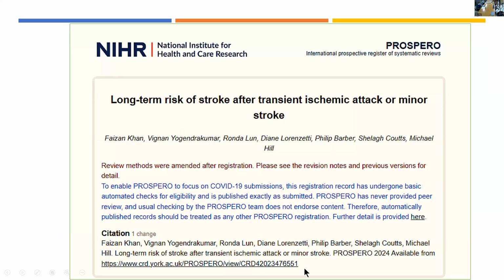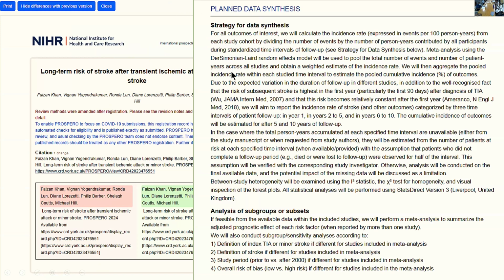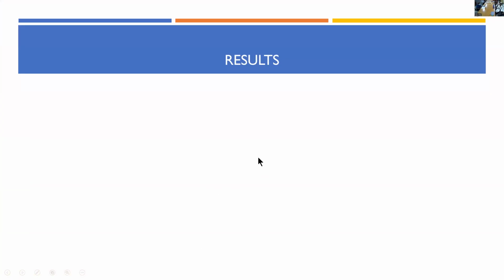So this is the protocol, long-term risk of stroke after a TIA or minor stroke. It's published in the PROSPERO systematic review database. And this is more detail of the same protocol and the planned synthesis. So very important when you're reading somebody else's systematic review: what did they plan to do? What did they actually do? That's why when we do RCT critical appraisal, we always go back to the protocol. What did they plan to do? What did they do? Were the results published for all they wanted to do or not? So we must also go back to the systematic review protocol.